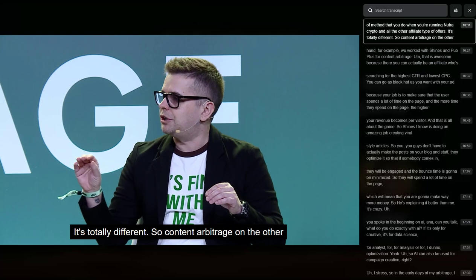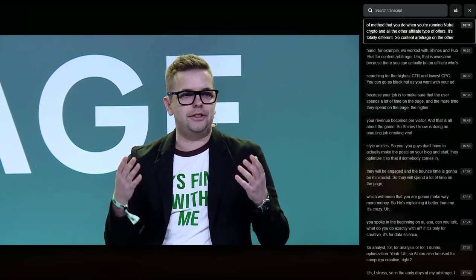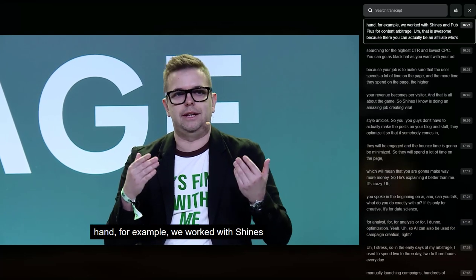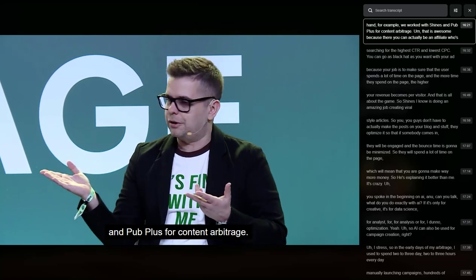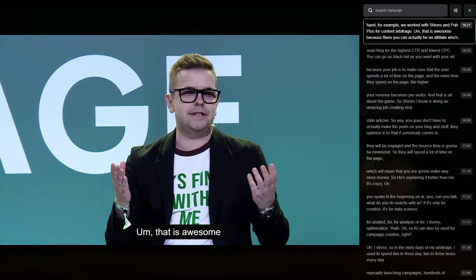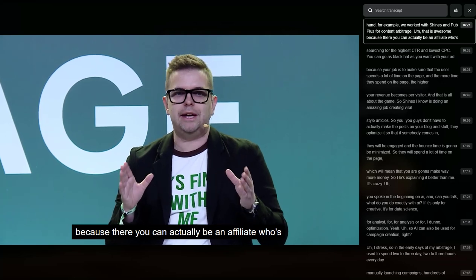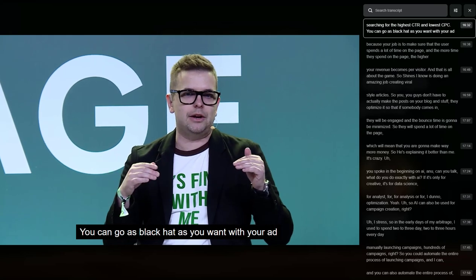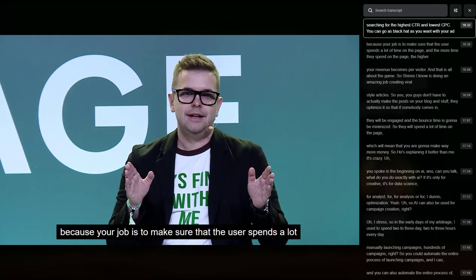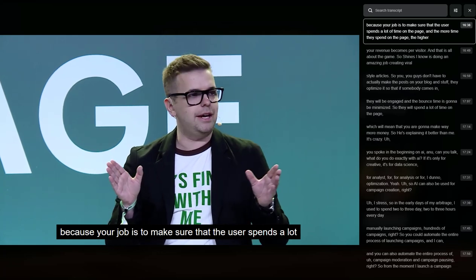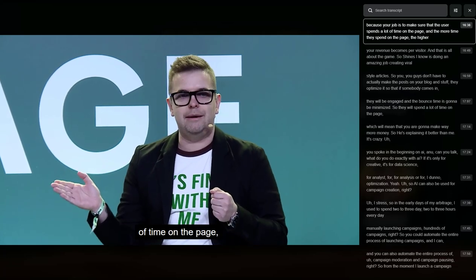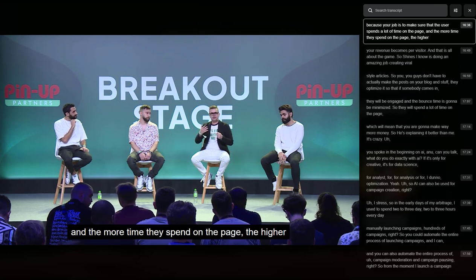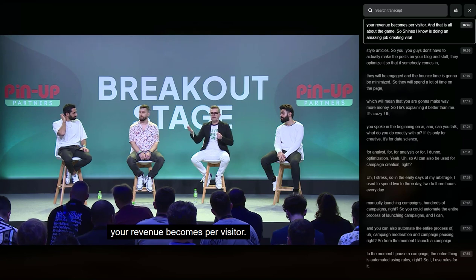It's totally different. So content arbitrage, on the other hand, for example, we worked with Shines and Pub Plus for content arbitrage. That is awesome because there you can actually be an affiliate who's searching for the highest CTR and lowest CPC. You can go as black hat as you want with your ad, because your job is to make sure that the user spends a lot of time on the page. And the more time they spend on the page, the higher your revenue becomes per visitor. And that is all about the game.